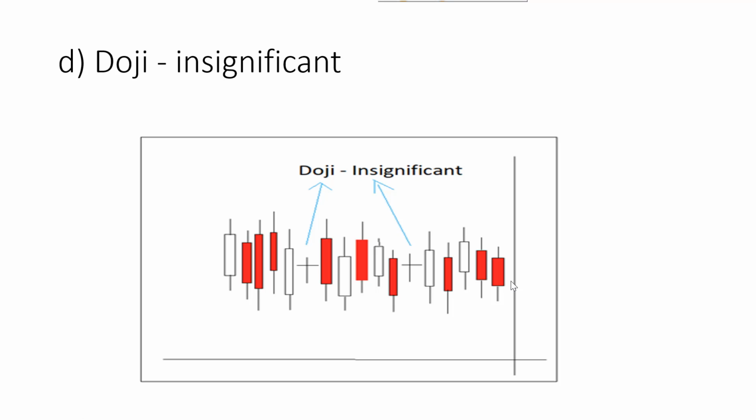A doji is insignificant in this particular pattern, if you can see, the previous days there is nothing much volatile. It's bouncing up and down, but it's within a narrow range. So in this particular chart, the doji doesn't have any kind of significance. It will have significance if it is a chart that is going up and then a doji appears. Then in the upcoming days it's going to be a reversal.